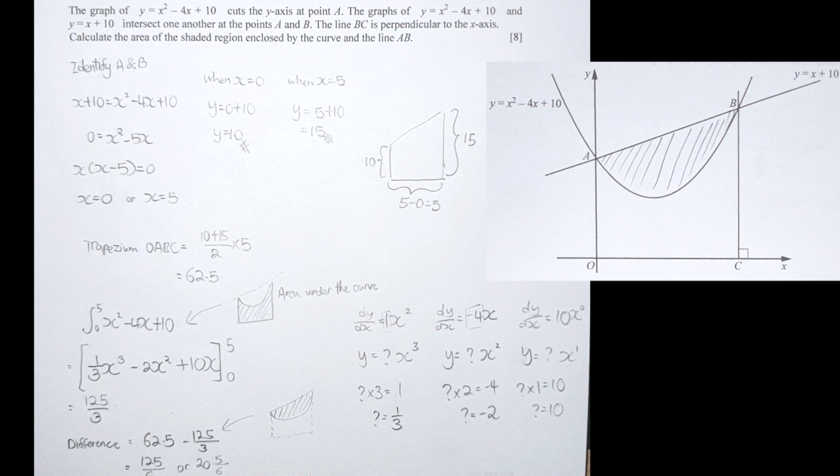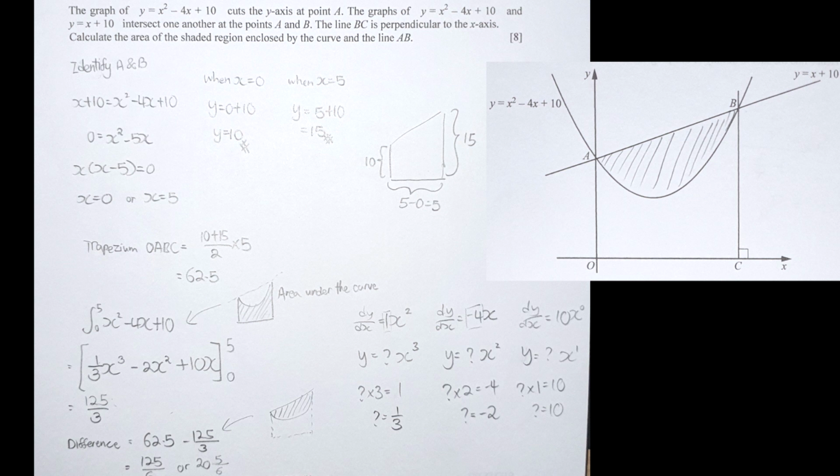So A's value will be when x equals 0, so the coordinates of it will be 0. As for B, it will be when x equals 5. Substitute this value into either one of the equations, you will get the same results of 10 and 15 respectively. So now we have our A as (0, 10) and our B as (5, 15).